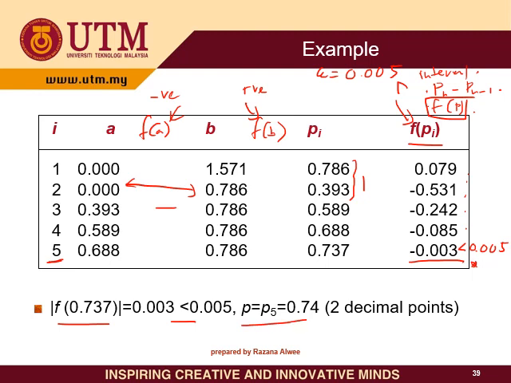This is the answer, where, remember, 2 decimal points, so 0.737 becomes 0.74. 0.74, to 2 decimal points, is the answer for this question.